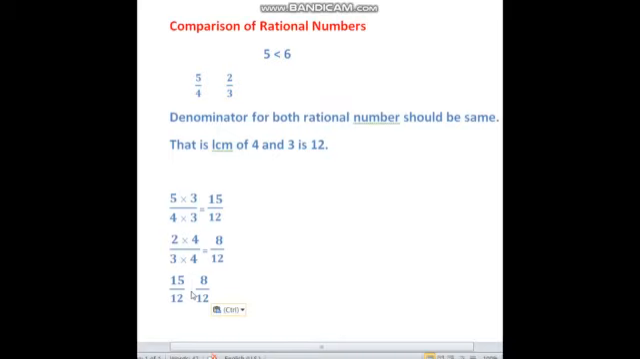So in this case, this 15 upon 12 will be the greater fraction. It means that will be the greater rational number. So this way we can compare it.